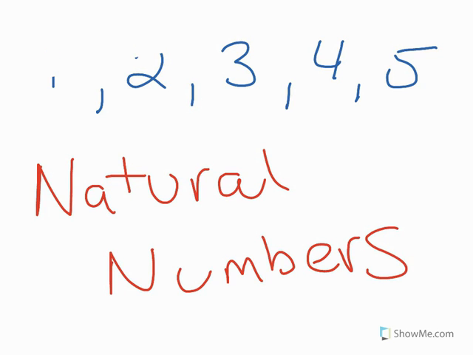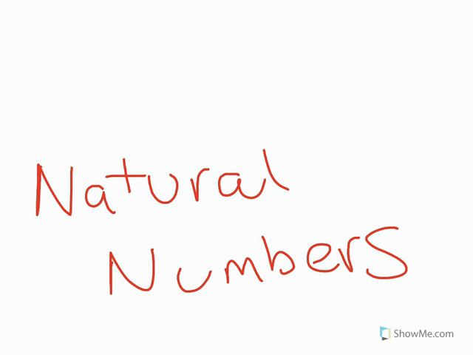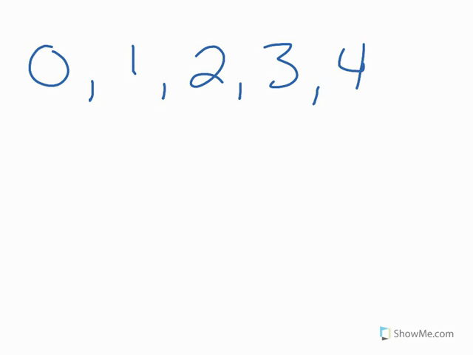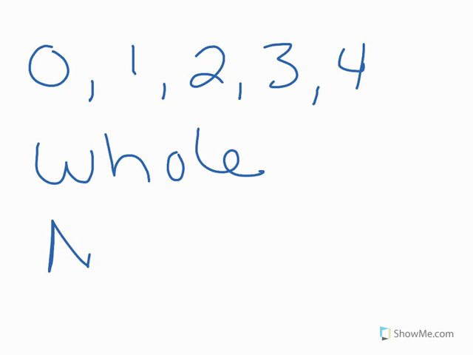Okay, now let's go on and talk about whole numbers. Whole numbers are just like natural numbers, except that they include 0. So they're your counting numbers, and they include 0. So they are 0, 1, 2, 3, 4, and so on. Whole numbers, like natural numbers, are not negative numbers. So whole numbers do not include negative numbers, and they do include 0.